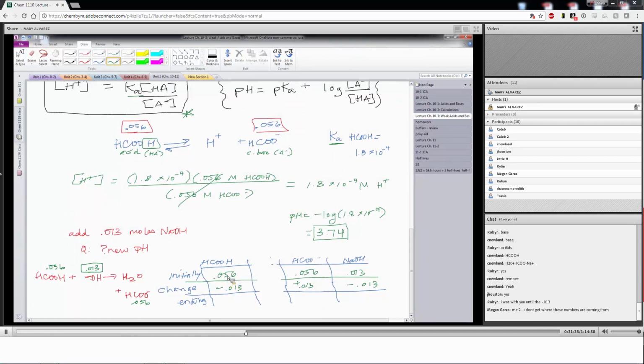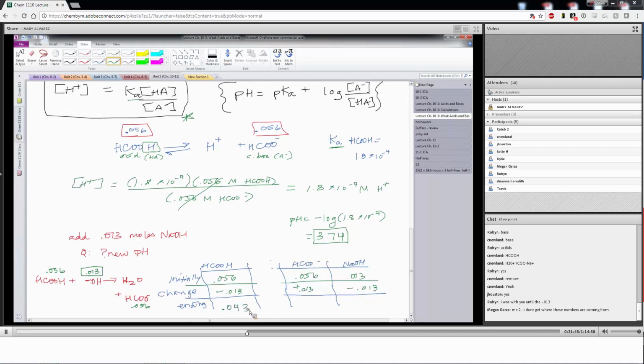I initially had 0.056, and I have removed 0.013. Then I hope you guys see in the end, what I've got left is 0.043 moles of my acid. Here I had 0.056 and I've added 0.013, so now I have 0.069 moles of my conjugate base, and my sodium hydroxide has been used up.